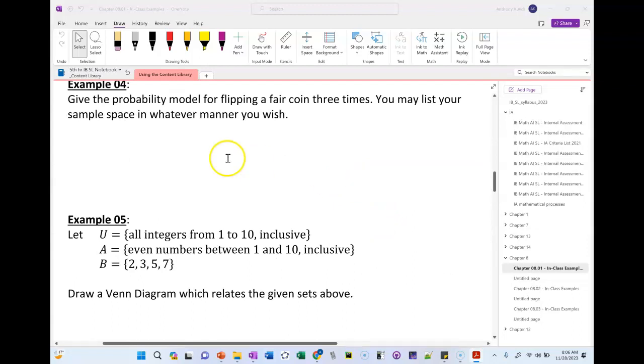Give the probability model for flipping a fair coin 3 times. You may list your sample space in whatever manner you wish. So when we say the probability model like this, what do we mean? We want all the outcomes, right? How many outcomes should there be?